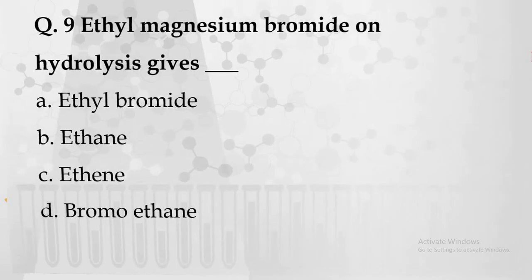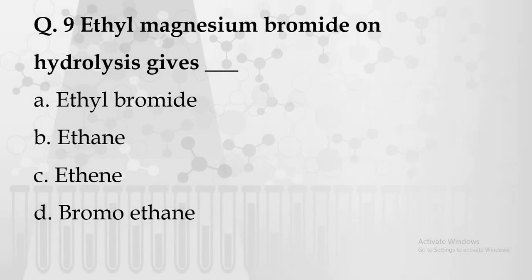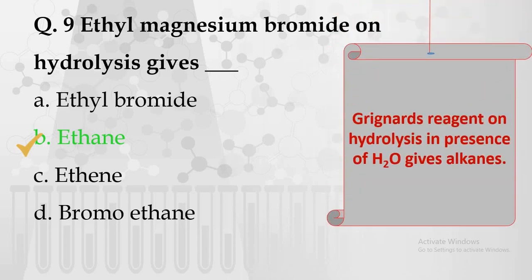Question number 9. Ethyl magnesium bromide on hydrolysis gives. Options are A. Ethyl bromide, B. Ethane, C. Ethene, D. Bromoethane. So the correct answer is ethane, because ethyl magnesium bromide is nothing but the Grignard's reagent, which on hydrolysis in presence of water gives alkanes.